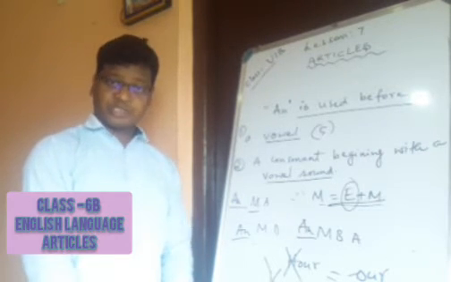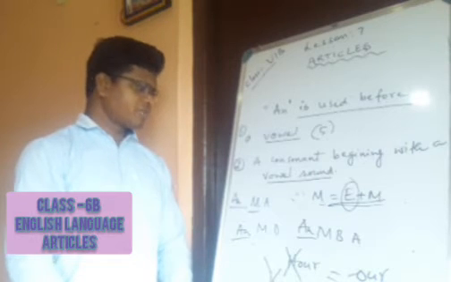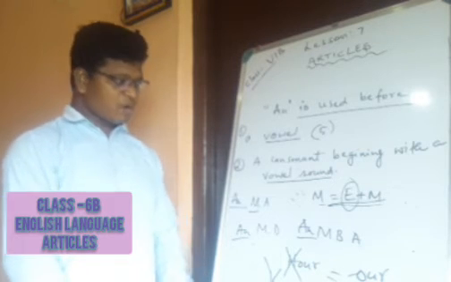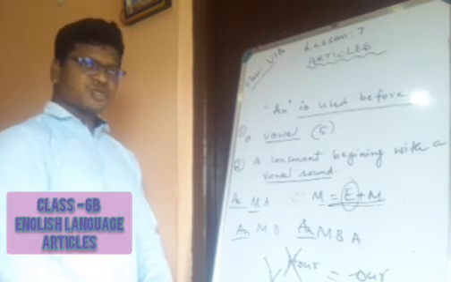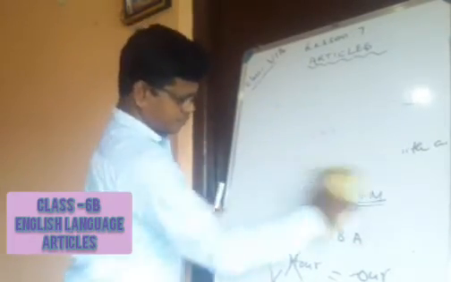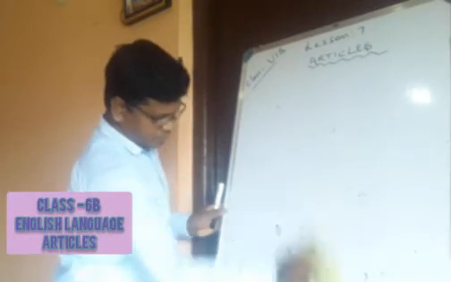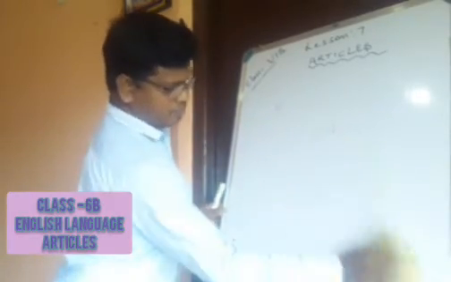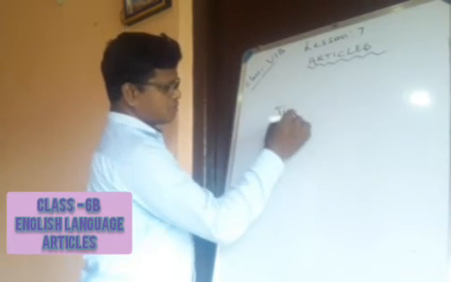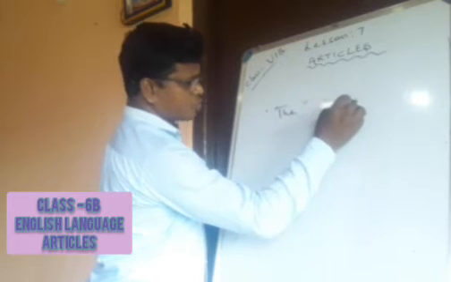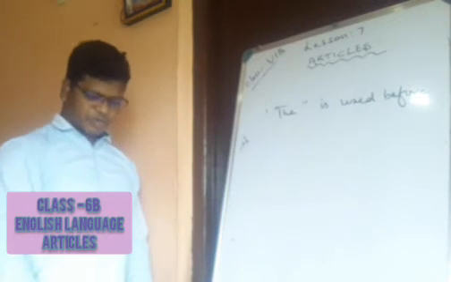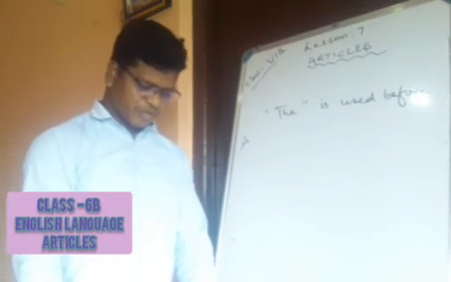To avoid all these mistakes, I have discussed, as far as possible, "a" and "an" with you. So "a" and "an" is over. Now we will talk about the last one, "the". "The" is used before many things. Let's see what those are. There are quite many, and in the book also we'll come across quite many.